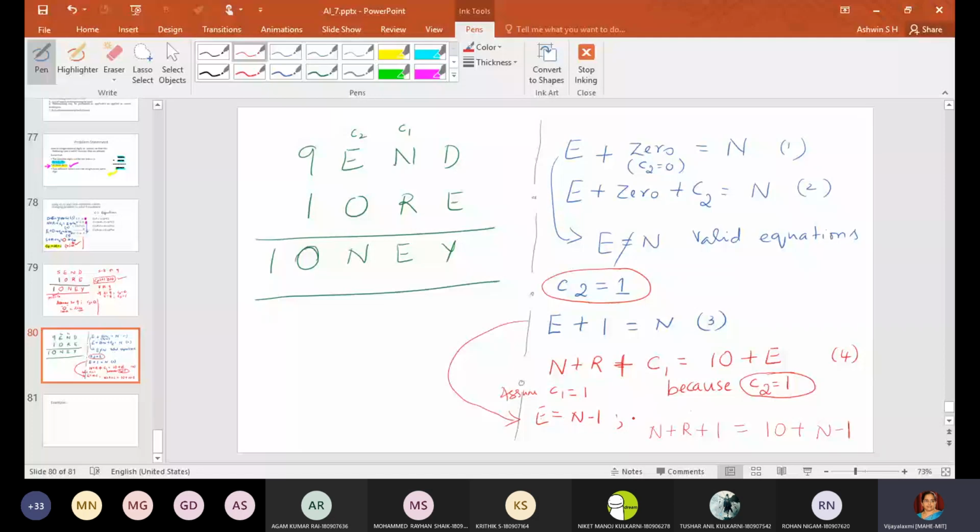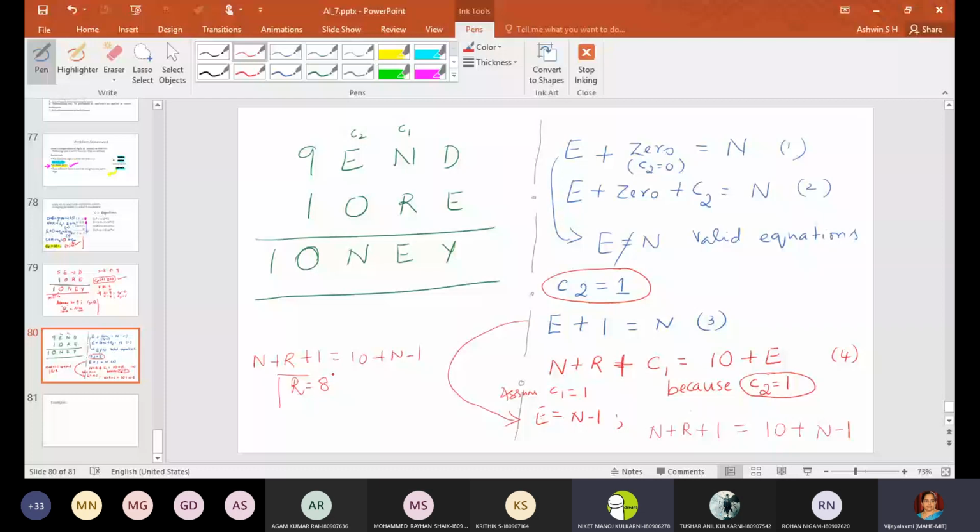Now N plus R plus 1 is equal to 10 plus N minus 1. If you equate these values, what will be the value of R, can you tell? R is 8, ma'am. Suppose if I don't assume C1 is equal to 1, then what is the value of R? Can you tell? 9.